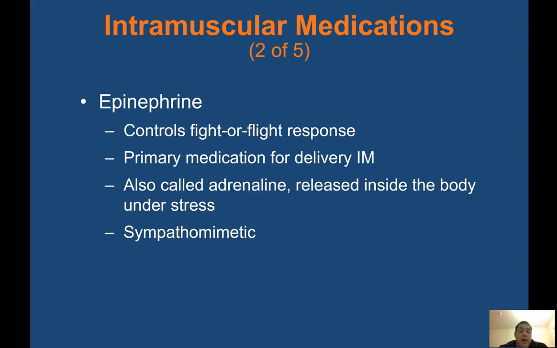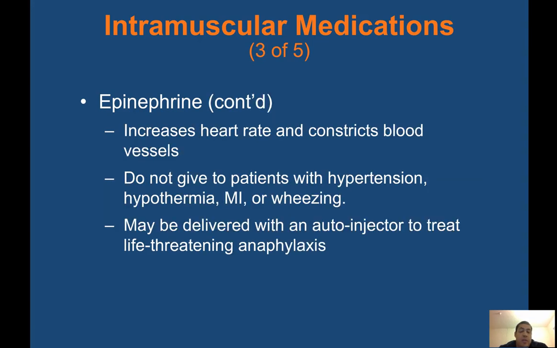So epinephrine controls fight or flight response. Primary medication for delivery is IM, or intramuscular, also called adrenaline, released inside the body under stress. Sympathomimetic. Increases heart rate and constricts blood flows. Do not give to patients with hypertension, hypothermia, MI, or wheezing. May be delivered with an auto-injector to treat life-threatening anaphylaxis. What's anaphylaxis? Anaphylaxis, allergic reaction.